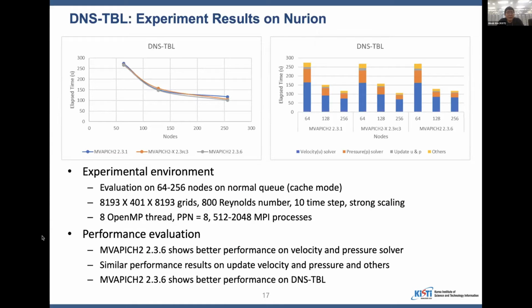The performance of DNS-TBL is evaluated with the following configurations. This application uses MPI and OpenMP hybrid implementation, and each MPI process uses 8 OpenMP threads. Similar to the NPB benchmark, the performance improvement of MVAPICH 2.3.6 could be observed in all cases. In velocity and pressure solver, MVAPICH 2.3.6 shows better performance compared to the other implementations. In update velocity and pressure, it shows a similar performance compared to the other cases.